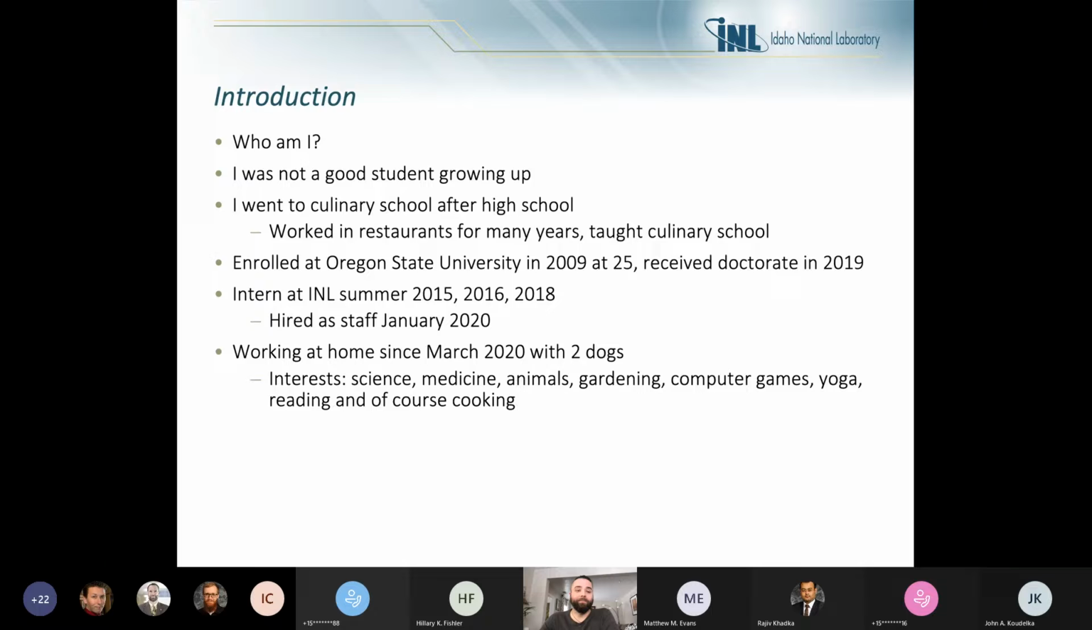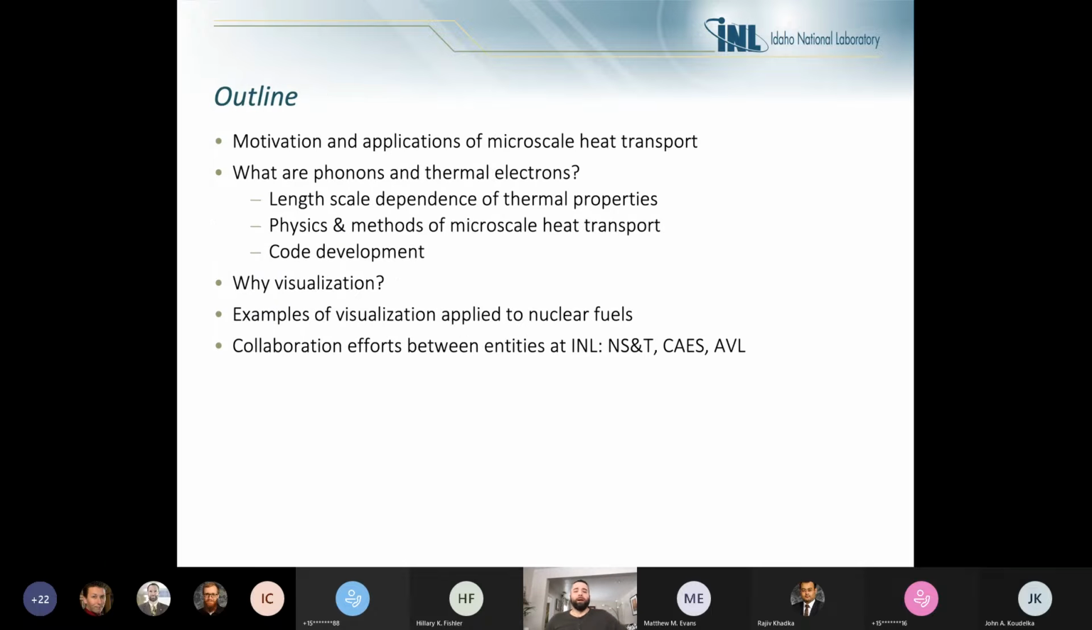So what we're going to talk about. I'm going to go over some of the motivations of why we want to do microscale heat transport in the first place and explain to you what that is and what its purpose is. And then, of course, as was mentioned, the focus is phonons and thermal electrons, as these are the energy carriers in materials, in most solid materials. Then we're going to switch a little bit and talk about why visualization is important and why collaboration between interlaboratory entities is really important as well.